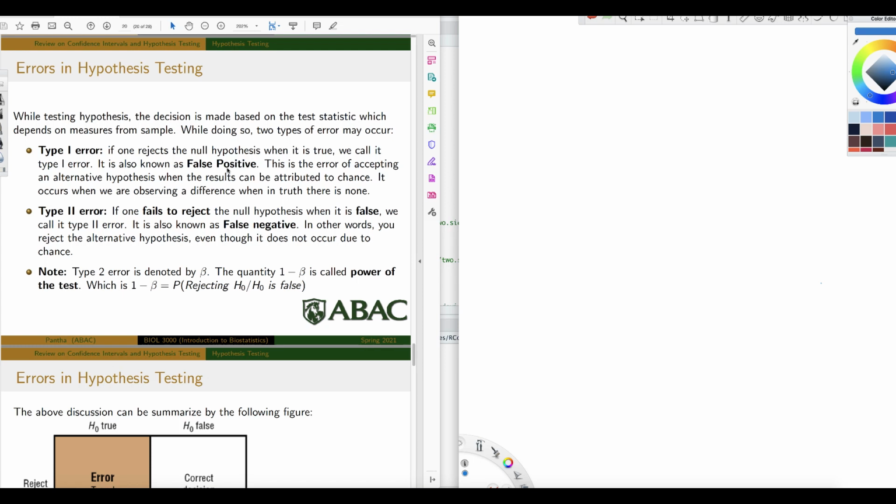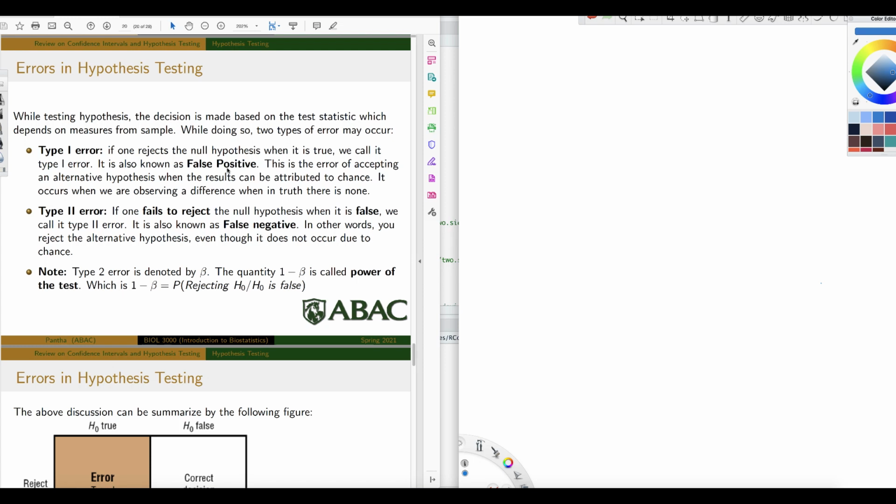So this is the error of accepting an alternative hypothesis when the result can be attributed to chance. It occurs when we are observing a difference when in truth there is none. So that's the type 1 error.